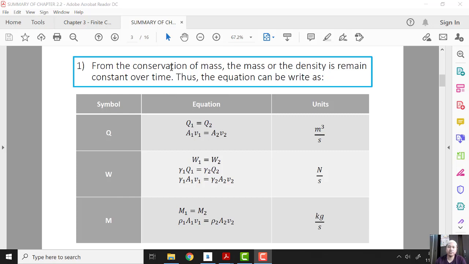We had learned about conservation of mass, where the density remains constant over time, and the equation can be written as Q for volume flow rate, Q1 equals Q2, where the unit is meter cubed per second. We also have weight flow rate, where the weight flow rate at point 1 equals the weight flow rate at point 2. The unit is Newton per second. And last, we have the mass flow rate, where the mass flow rate at point 1 equals the mass flow rate at point 2, where the unit is kilogram per second. All three equations are called the continuity equation.